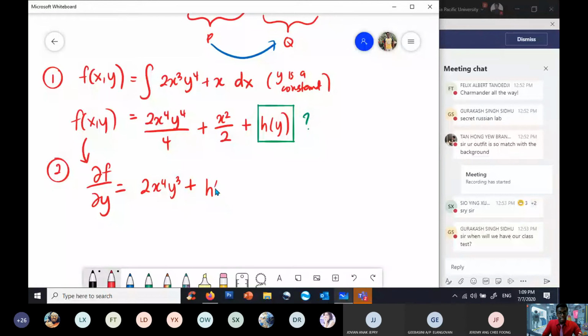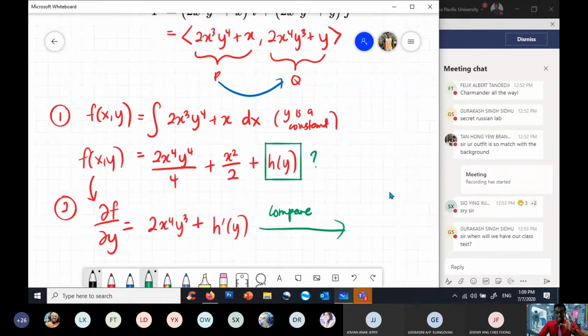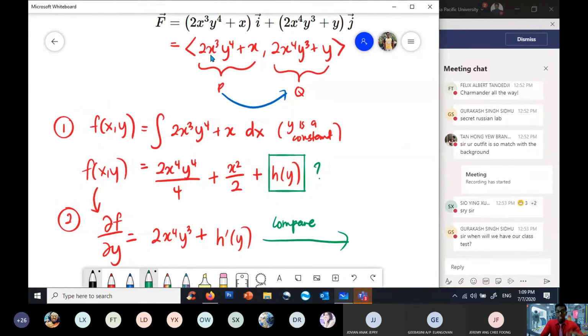You will get h prime y. Differentiate h, you get h prime. Makes sense, right? Mathematically. Now, once I differentiate, I am going to compare with the thing that I did not touch just now. I started from P, right? So I'm going to compare with Q, the other part.